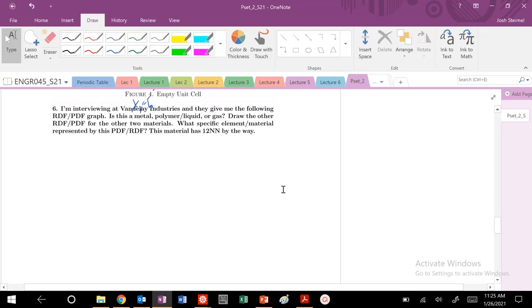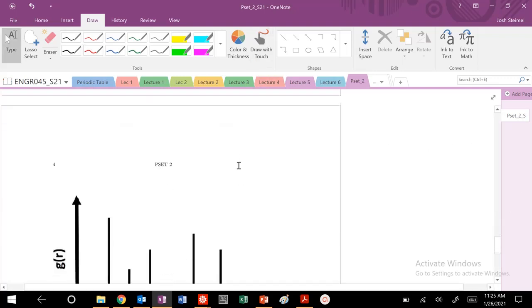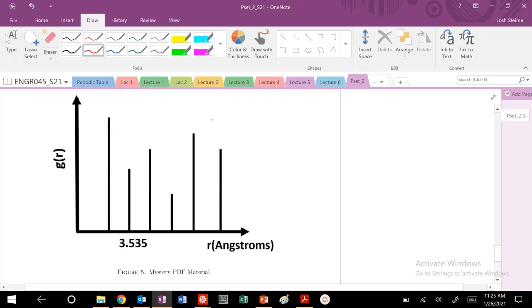All right, last problem. I'm interviewing at Vandelay Industries. They gave me the following RDF PDF graph. Is this a metal, polymer, liquid? Draw the other polymers. So let's look at this graph first. I know for sure that this is a metal, no question about it. If I'm doing a polymer, it's going to look like this.